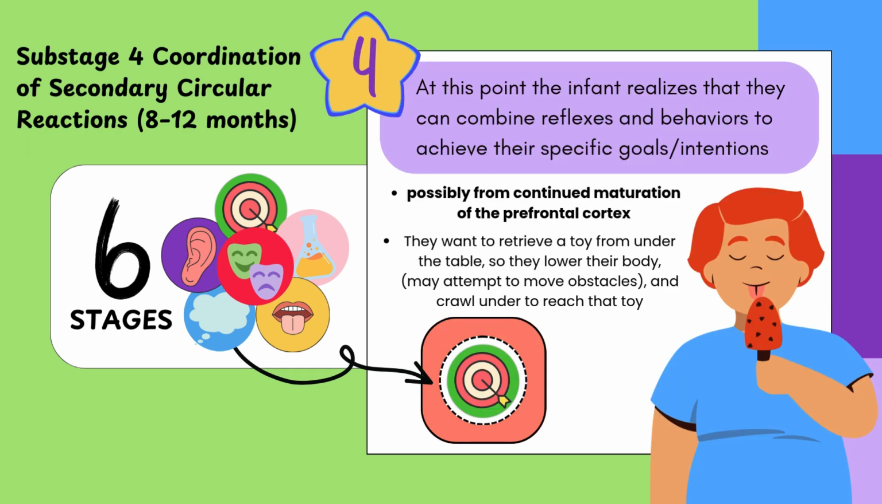Substage number 4, coordination of secondary circular reactions. This happens between 8 to 12 months. At this point, the infant realizes that they can combine reflexes and behaviors to achieve their specific goals or intentions. So, this is possibly from continued maturation of the prefrontal cortex. And an example that I chose to attach with the image and this substage was that they want to retrieve a toy from under the table. So they lower their body and may attempt to move some obstacles and crawl under to reach that toy. And that was their specific goal.